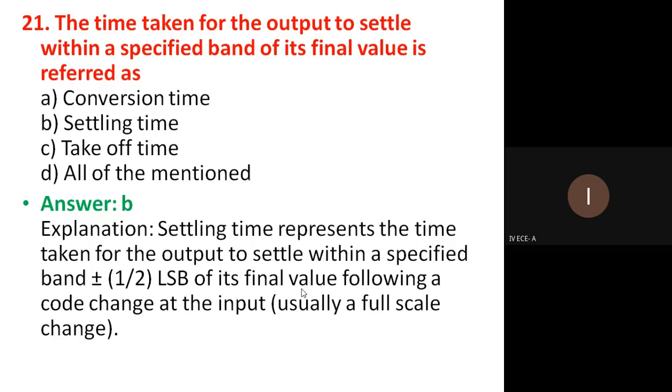Settling time represents the time taken for output to settle within a specific band of plus or minus 1/2 LSB of its final value following a code change of the input, usually full scale voltage. So the answer is B, settling time.